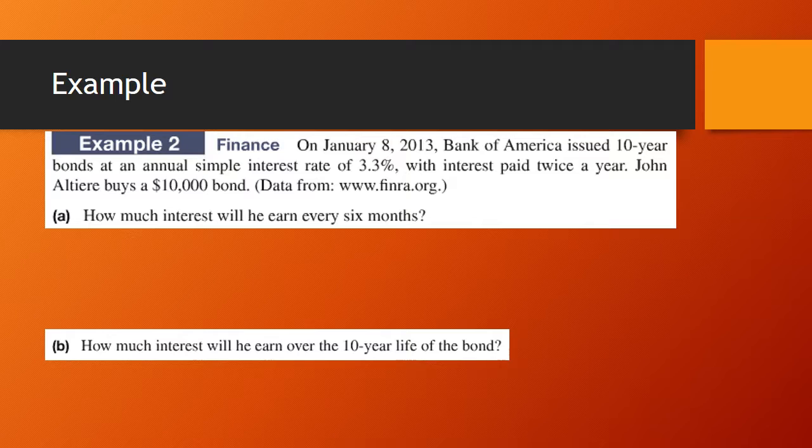So for example, we have Bank of America issuing a 10-year bond at an annual simple interest rate of 3.3% paid twice a year. How much interest will John earn on a $10,000 bond every 6 months? And then how much will that be over the 10-year life of the bond? Pause the recording, see if you can do the problem, and then resume the recording to check your answer.